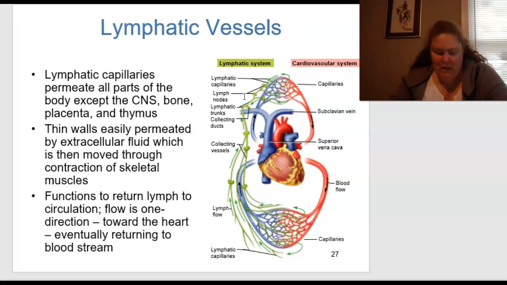So this is a close-up of your lymphatic vessels, and this is in figure 14.9. And so basically your lymphatic capillaries permeate all parts of the body except for the central nervous system, bone, placenta, and thymus. The thin walls are easily permeated by the extracellular fluid, which is then moved through the contraction of skeletal muscles. And the function is to return lymph to the circulation, and the flow is one directional. And that means it's going to flow towards the heart, and eventually it's going to return into the blood system.